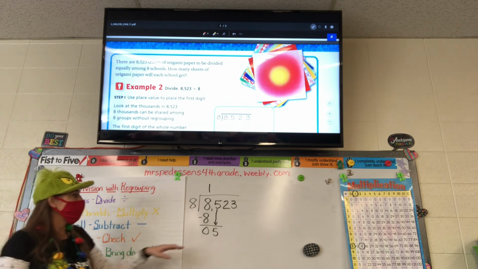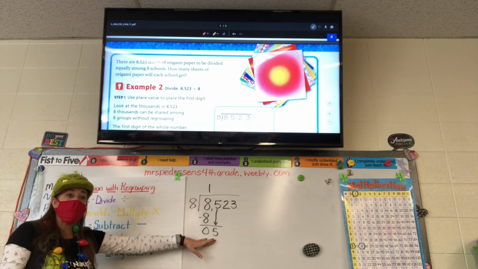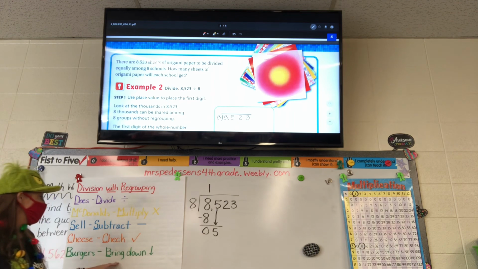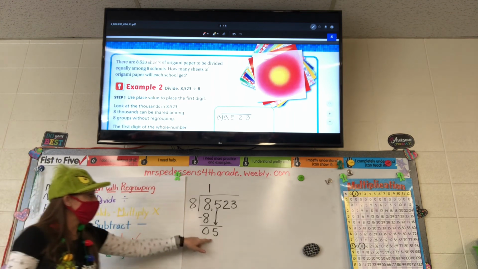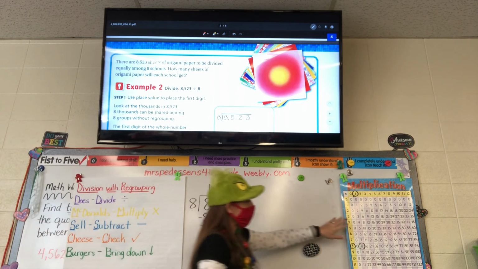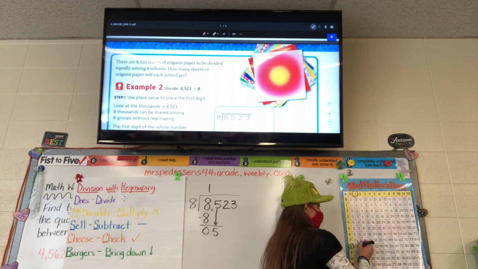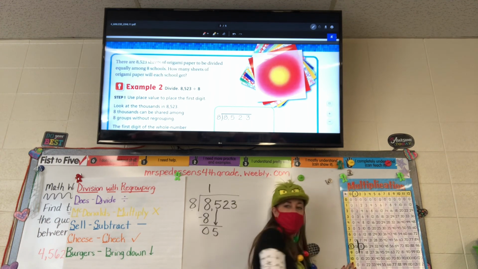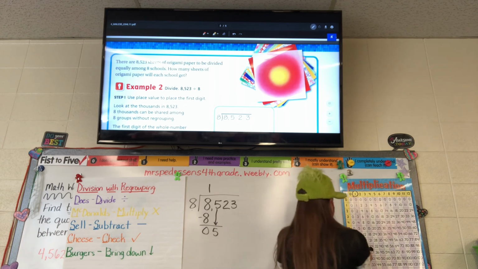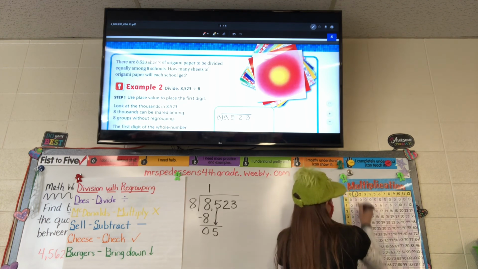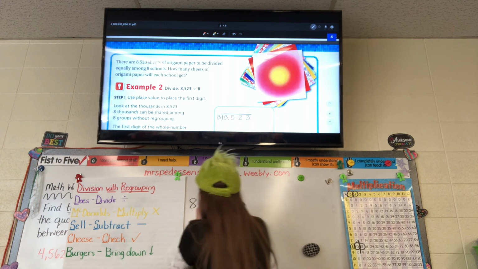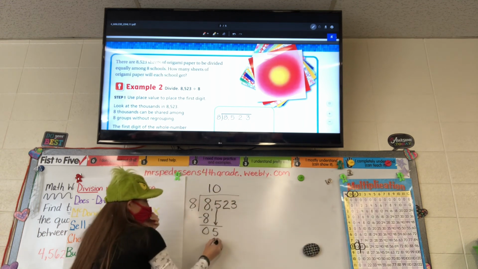Okay, so we just brought down the 5. Now we divide 5 by 8. Go over to the 8 row. What are we looking for? 5. 5 would be between what? 0 and 8, right? Look to the left. Go up. What do we write on top? 0.